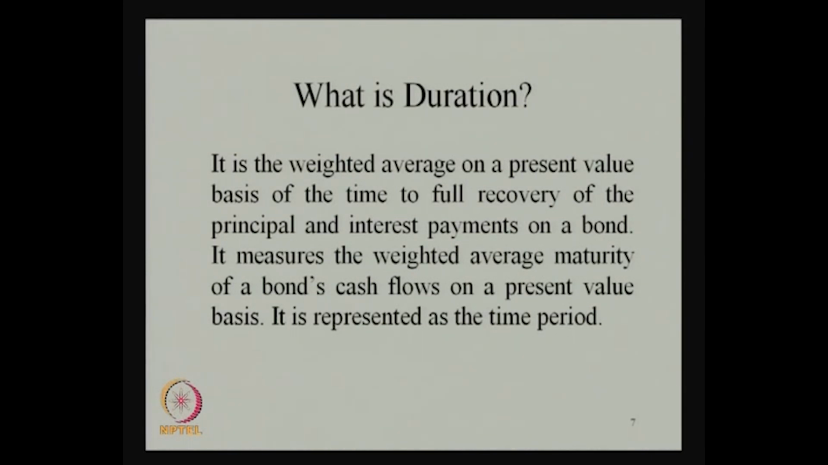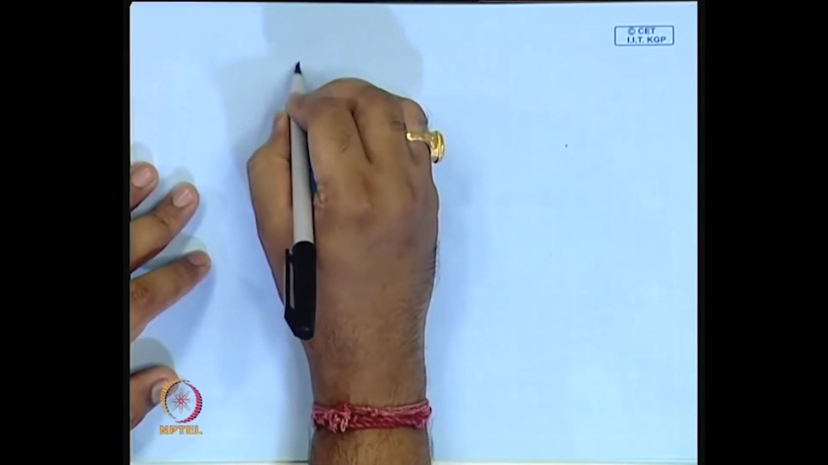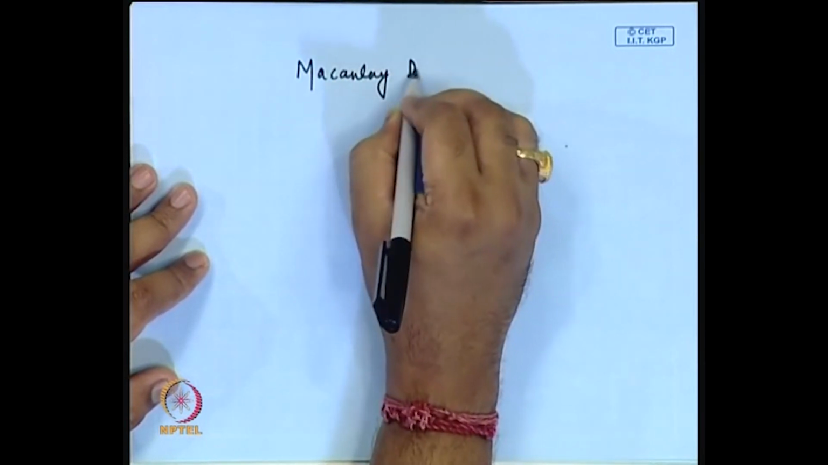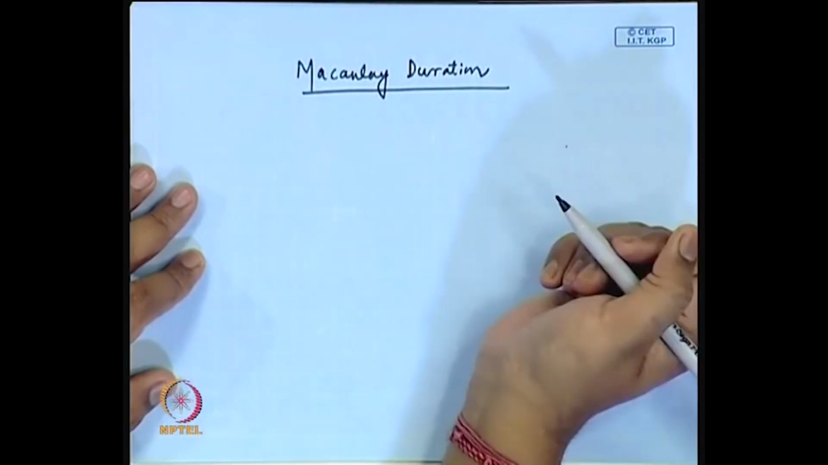It is represented as a time period. The representation of the duration is a time period, but it is calculated on the basis of the weighted average of the present value of the cash flows we are expecting from a bond in a particular period of time. So, if you observe how it is measured, this duration is defined as the Macaulay duration, we call it in the name of Macaulay.